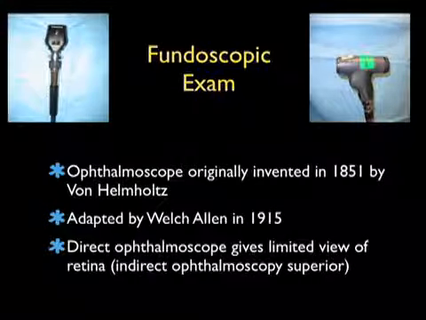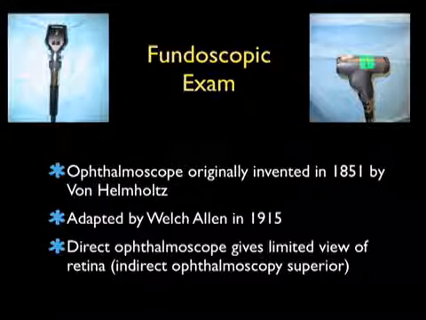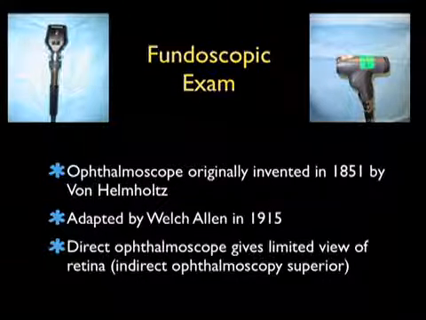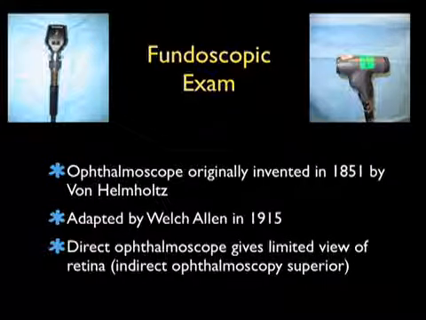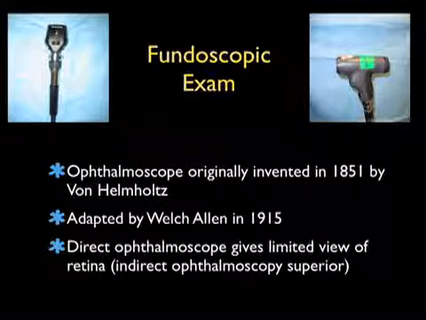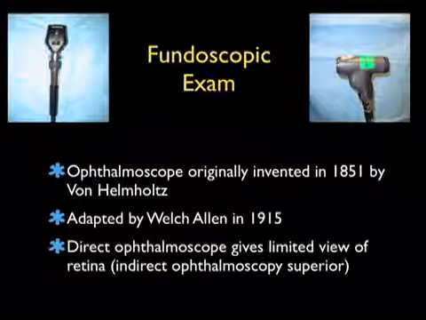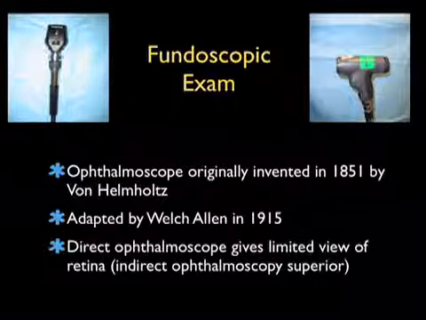Traditionally, we've used the fundoscopic exam to examine the posterior aspect of the eye, and interestingly enough, we're currently using technology, the ophthalmoscope, which was originally invented in the year 1851 by von Helmholtz in Germany. Now, this was adapted in 1915 by Welch Allyn into our modern ophthalmoscope that we see here to the upper left, and we've had a slight improvement with the fundoscopic gun as shown here towards the right, which may give a better view of the retina.